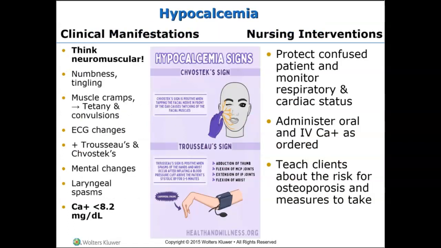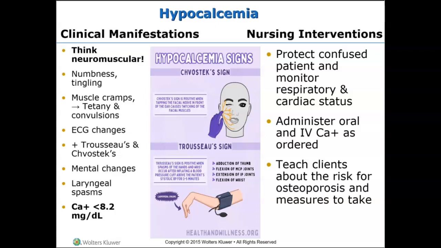For clinical manifestations, think neuromuscular. This usually includes numbness, tingling, tetany, muscle cramps, severe diarrhea. This condition can also have some cardiac involvement. It has unique manifestations: if you do Trousseau's and Chvostek's sign, you will be able to tell when a patient has hypocalcemia. So again, Chvostek, that's how I say it. Chvostek, I think is how some people say it.